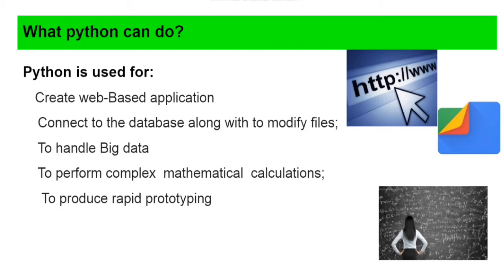To produce rapid prototyping, which means that Python can work with other programming languages. For example, if we have a software developed in Java, we can work with that software using Java. But Python helps us to create modules, and that module is integrated with our entire application. That is why Python can work with other programming languages, so it is very necessary, and it is called a rapid prototyping language.